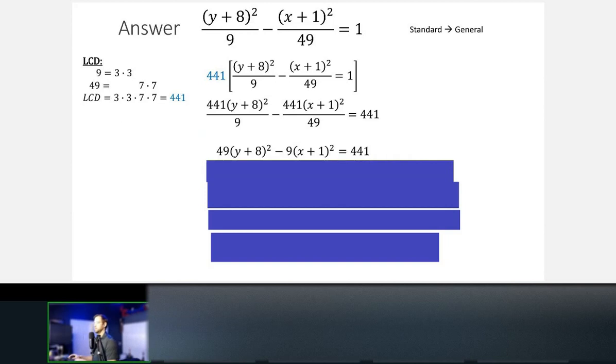So we get that, right? 9 goes into 441 49 times. 49 goes into 441 9 times. And then that, of course, just carries down. All right. What's next? Yeah, we want to FOIL it out. So we want to expand these binomials. And you can use the FOIL method. So you want to expand these. So what does this expand to?